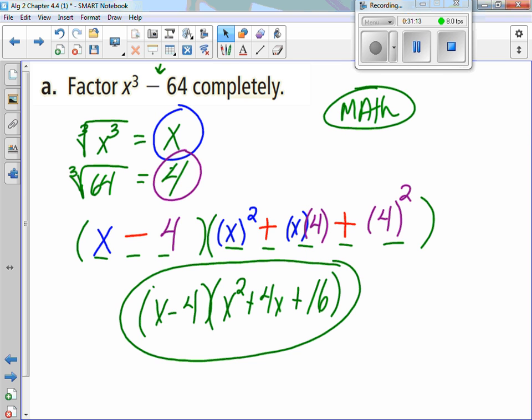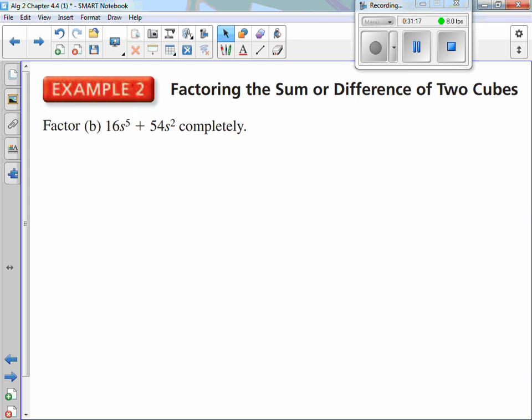Questions over either one of these here? Let's look at this one here. Okay, so we want to see if it's the sum or difference of two cubes. Well, if it is, it would be the sum because they're being added, yes? So let's cube root them.